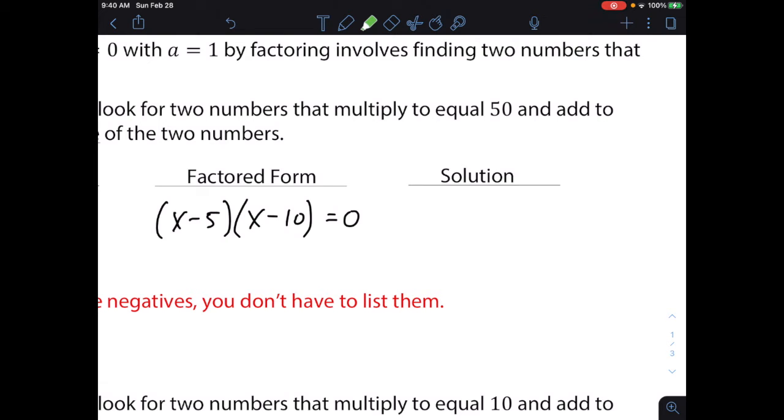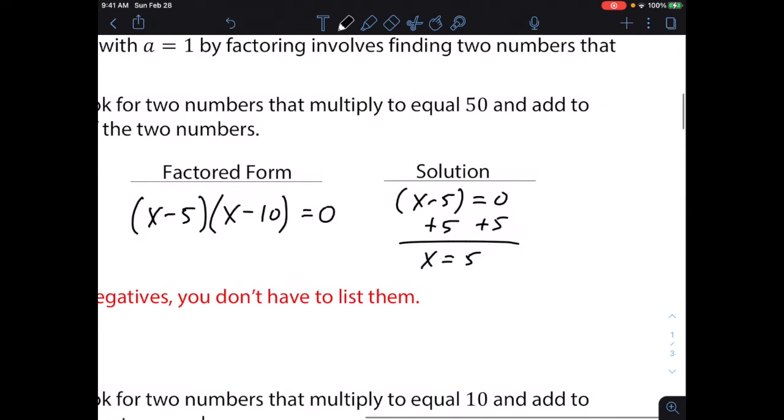Okay, so when I say that, what I mean is we need to make either the first binomial 0, because 0 times the second binomial would be equal to 0, or we need to make the second binomial 0, so that 0 times the first binomial would then be equal to 0. So the way we do that is we just look at it and say, all right, x minus 5 equals 0, and then we just solve that for x. And so I'm just going to add 5. So x is equal to 5.